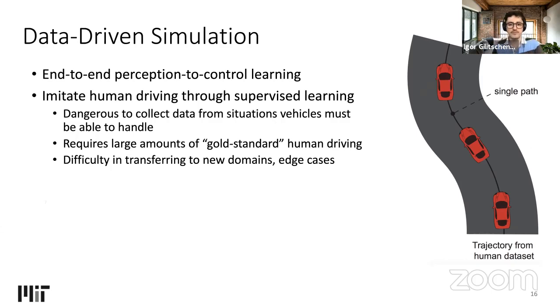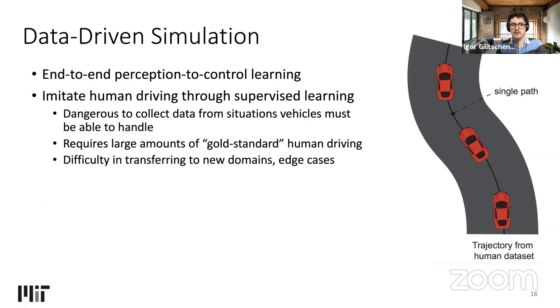So in data-driven simulation, we are looking at the problem of deep learning-based control. So the problem of using neural networks to control a car. We're also looking at other robotic platforms. In this case, these were cars. And one problem of using neural networks to control cars is to obtain the right training data.